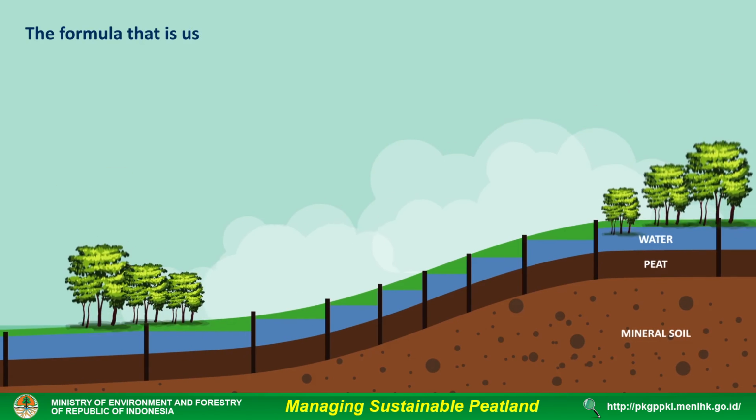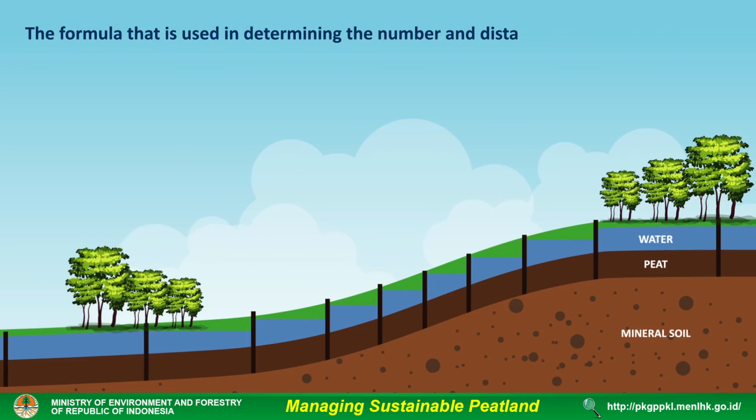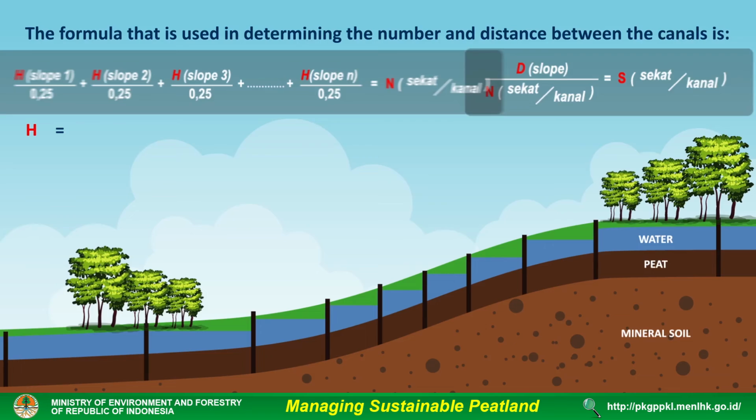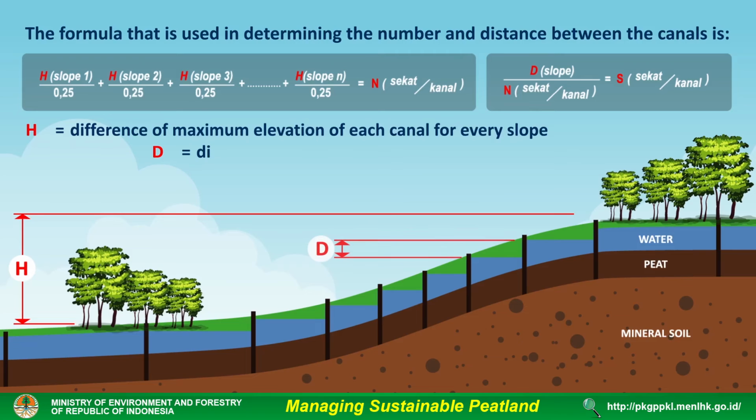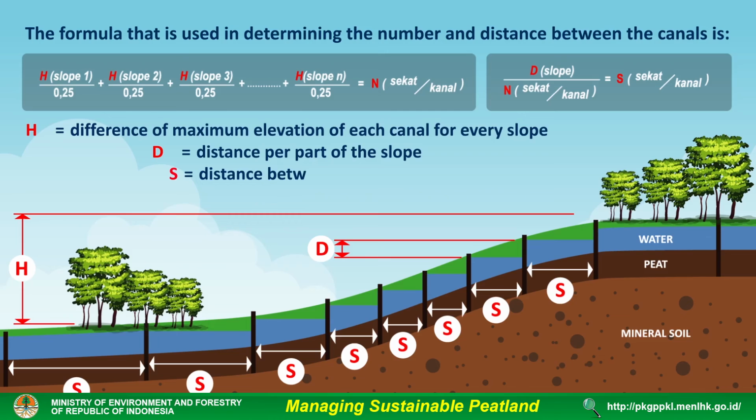The formula that is used in determining the number and distance between the canal blockings: H equals the difference of maximum elevation of each canal for every slope. D equals the distance per part of the slope. S equals the distance between the lines. N equals the optimum number of canal blockings.